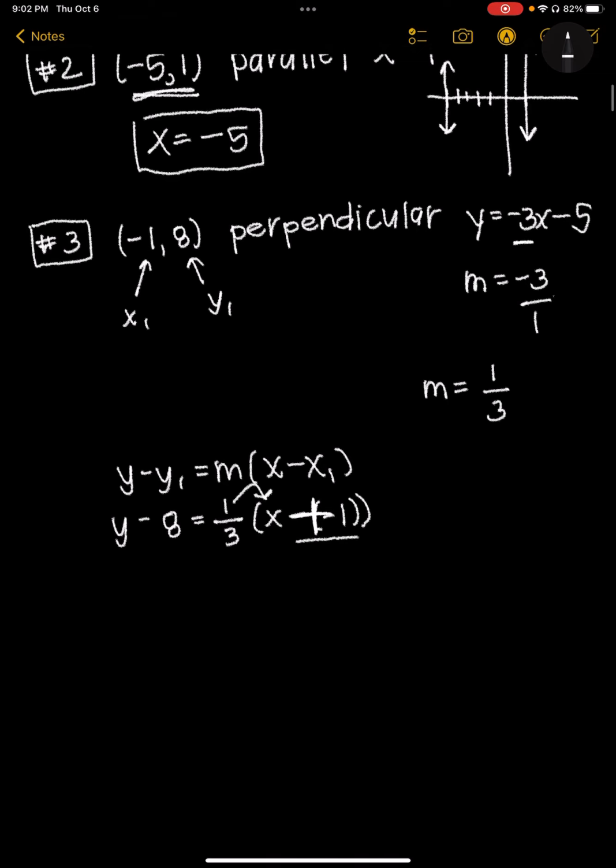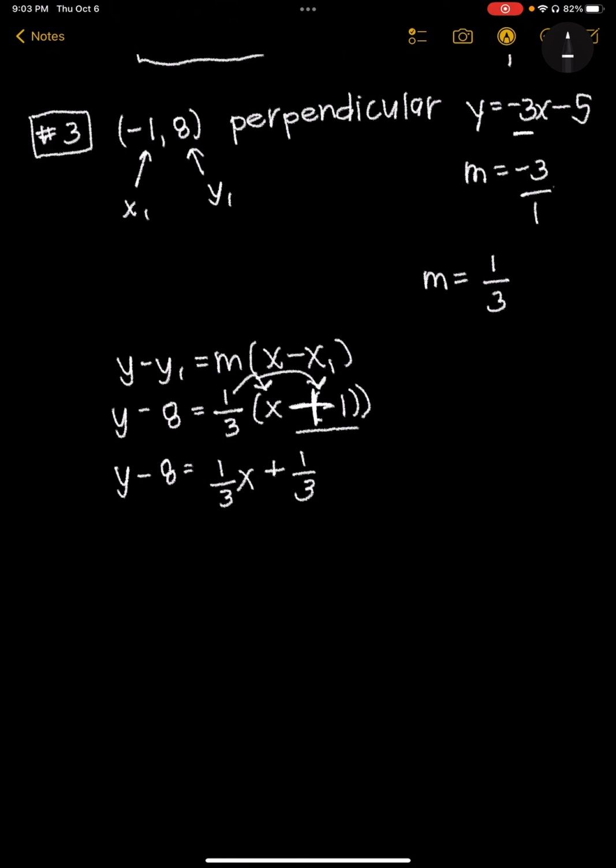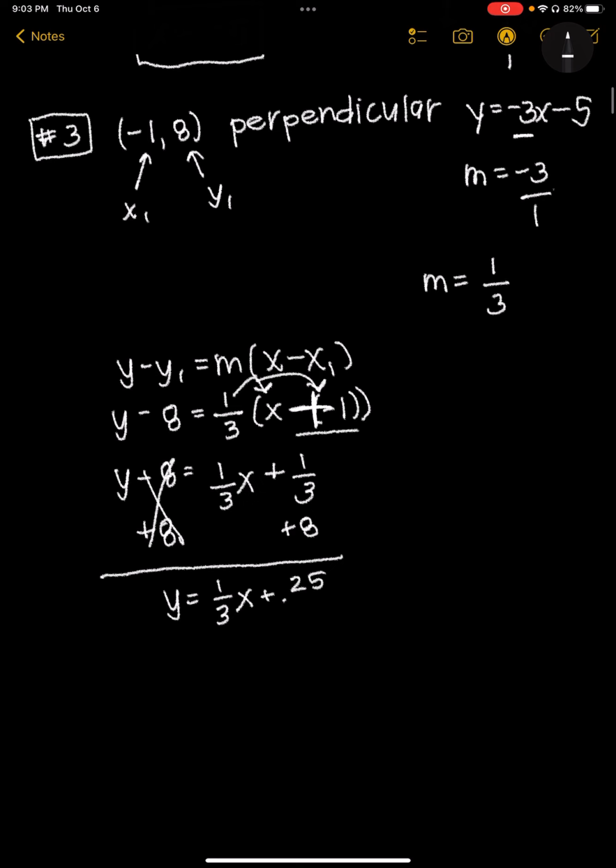Then what we're going to do is distribute the 1/3, and we'd get y minus 8 equals 1/3 times x is 1/3 x, and then 1/3 times 1 is 1/3. Then we want to solve for y. So to get it solved for y, we would add the 8 to each side to get rid of the 8. The 8's cancel out on the left side, and we're just left with y equals 1/3 x. And then 8 plus 1/3 is 8 1/3, or we could say it's 25/3. That's just the improper fraction version of it. So this is your slope-intercept form.